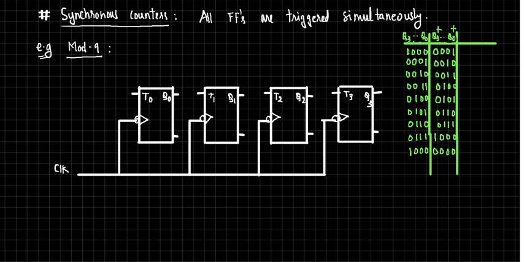Now let's decide how the connection should be. If you want 0000 and the next state should be 0001, what should happen with that? These are toggle flip-flops. If here it is 0000 and here I want 0001, what will I have to do with T? Tell me. Which one? I will have to make T0 equal to 1, right? Let's write the combinations here.